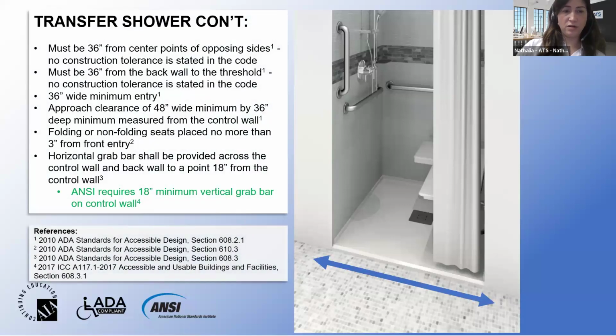More about the transfer shower, the important thing to note is the approach clearance of 48 inches wide by 36 inches deep, measured from the control wall. The shower seat should not be placed more than 3 inches from the shower entry, and a horizontal grab bar should be provided across the control wall. The ANSI requires an extra 18 inches minimum vertical grab bar on the control wall.